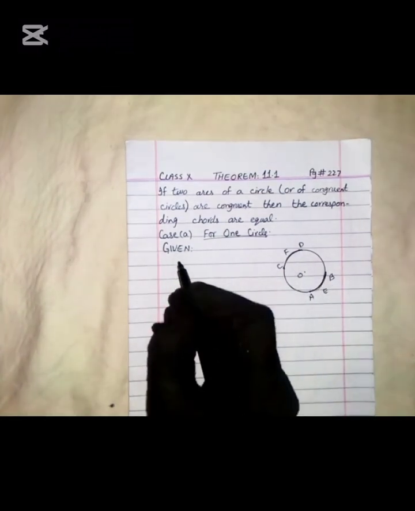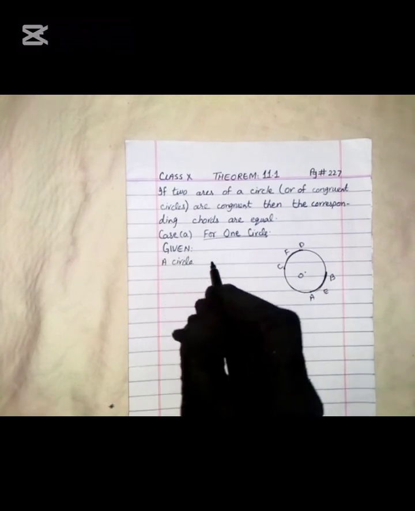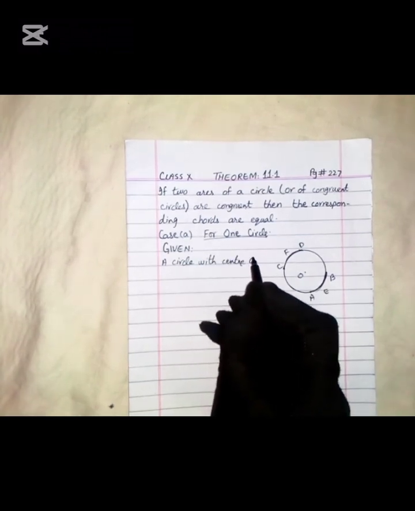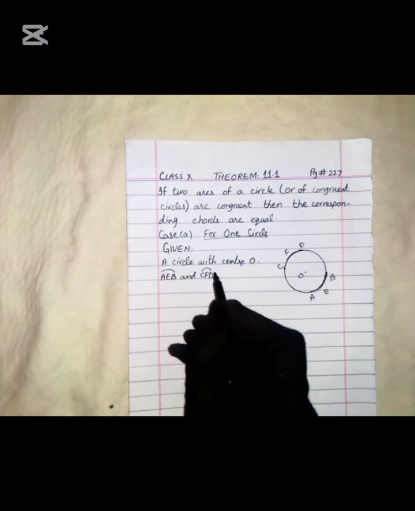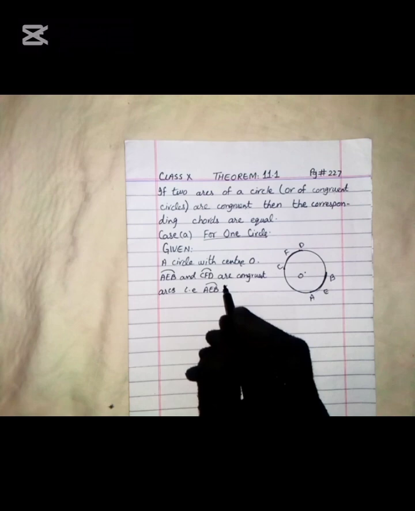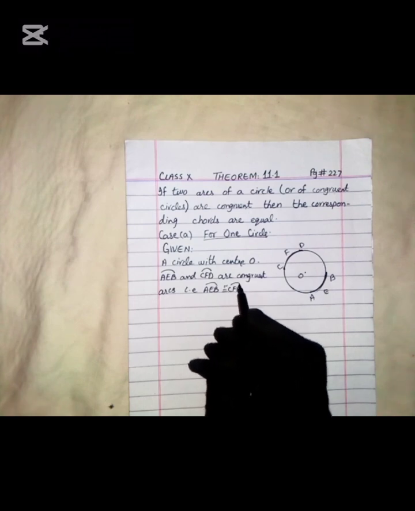So we will write it in our given: a circle with center O, AEB and CFD are congruent arcs of the circle, that is, the arc AEB is congruent to the arc CFD.